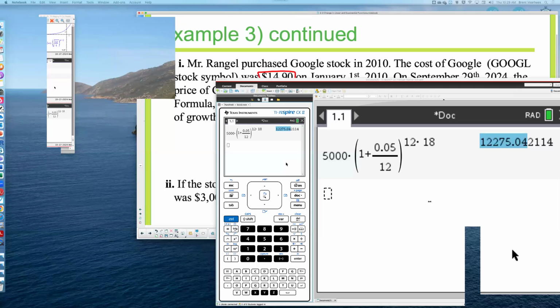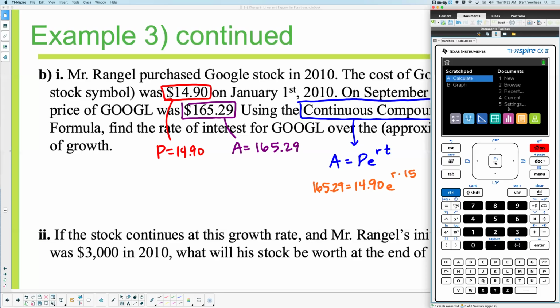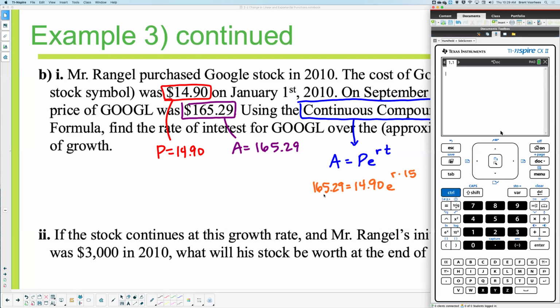Let's open up. I'll clear out my calculator. This right now is not solved for R. Since R is in the middle of this, I'm going to have to use solve. Press menu 3-1. Menu 3-1, that gets up solve. 165.29 will equal 1490 times E. Don't press the E on the keyboard at the bottom. Press the E that's the two buttons to the left of 1. It looks like E to the power of X. That's the E you need to click. If you click that E, it does a bold E. And we're going to do rate times 15. If I press enter right now, it'll give me an error.